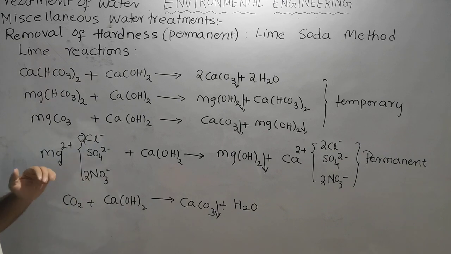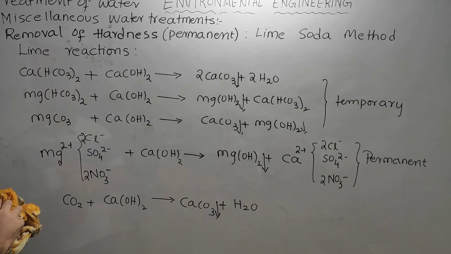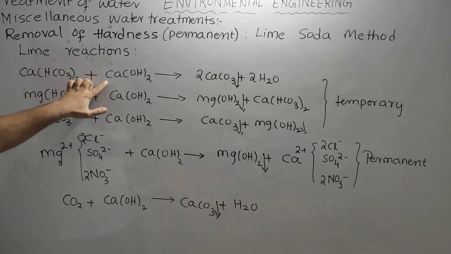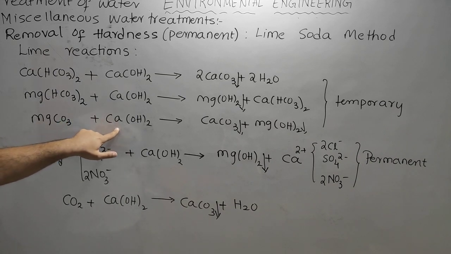Those are the lime reactions. Now soda ash. Let us see the reactions of soda ash. Before that, one more thing we can derive here, which I have already written: 1 mole of calcium bicarbonate needs 1 mole of lime, 1 mole of magnesium bicarbonate needs 2 moles of lime, and 1 mole of magnesium carbonate needs 1 mole of lime.